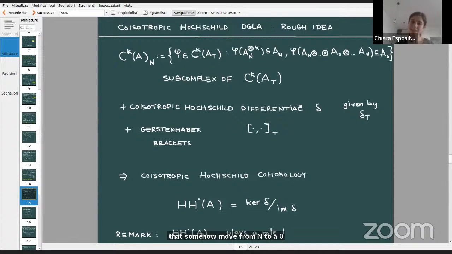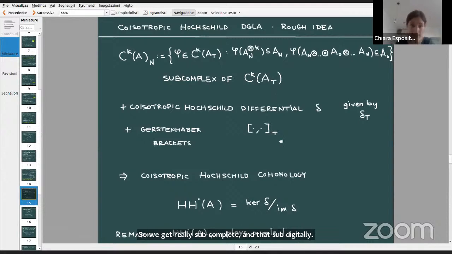Okay, but the most important part, and this is really the crucial ingredient to study reduction and compatibility with reduction, is the fact that this is a subcomplex of C^k of the total component. So we define the Hochschild differential delta, essentially given by the total one. Here we have the usual Hochschild differential, and then we simply restrict to N, and then we restrict again, and we get the differential I want on the vanishing part. And the very same for the Gerstenhaber bracket. We start with the Gerstenhaber bracket on the total component, and then you restrict to the normal component. So we really get a subcomplex and a sub-DGLA.